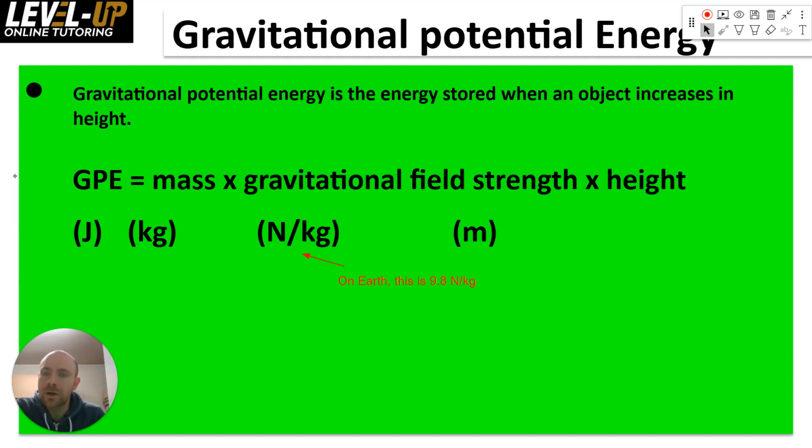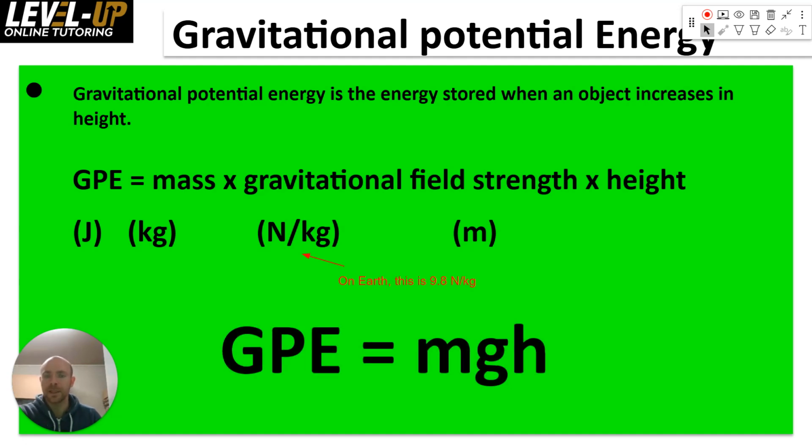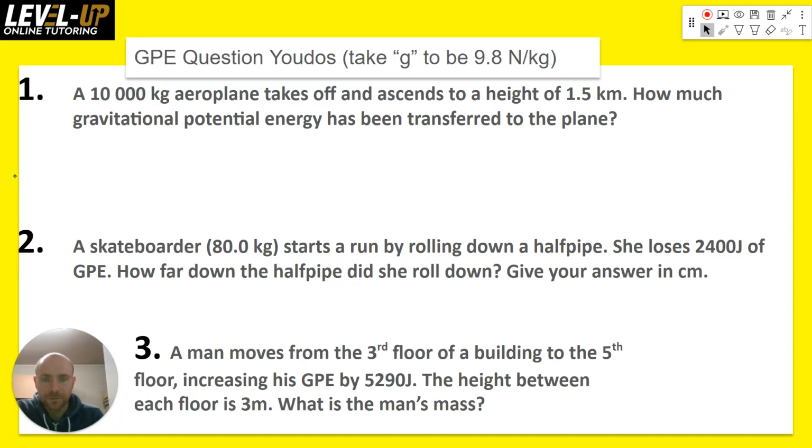On Earth, which is where we do most of our questions, the value for gravitational field strength is 9.8. But whatever your exam says, often it will say in the question, use that value. If it doesn't state it, then use 9.8. But do read the question carefully, as always, and use whatever value it says. So that's what it would look like as a symbol formula, and there's your triangle.